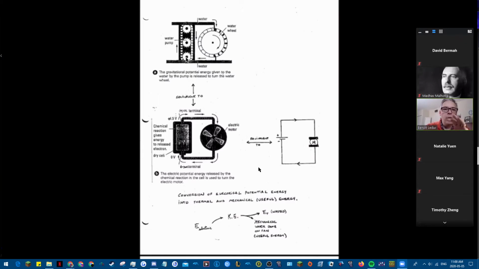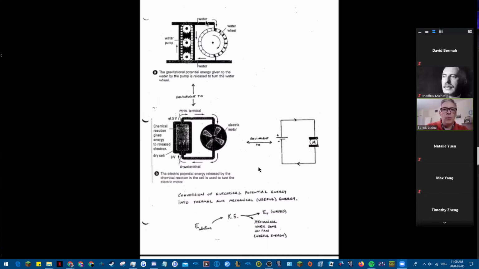The role of the water pump is to take the water at low height and raise it to a higher height. Does it take energy to do this? Of course. If someone is doing this mechanically, it eventually comes from the chemical energy stored in the person, and this is converted into gravitational potential energy of the water.